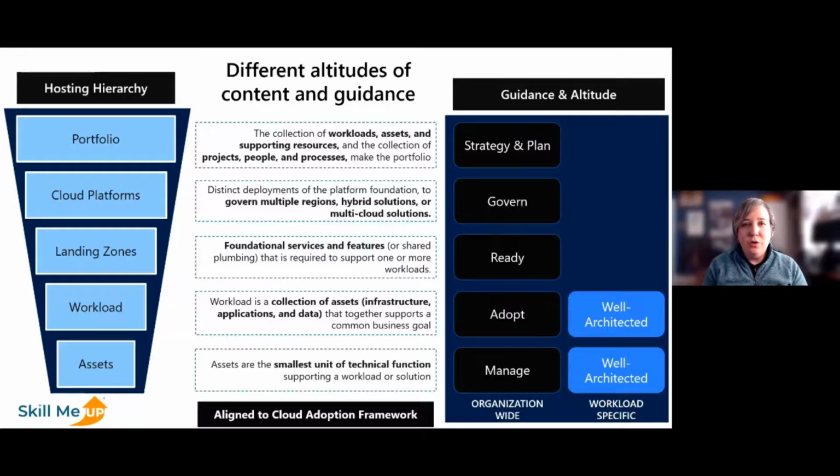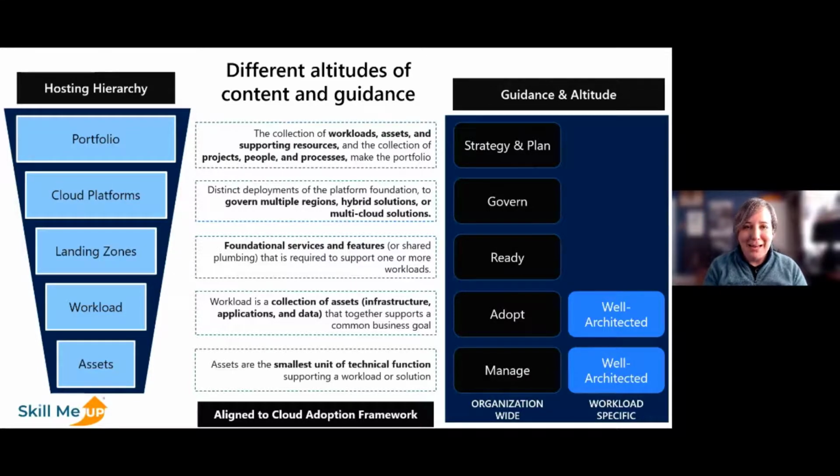So a lot of new fast ways of thinking, but the beauty is you're not starting from scratch if you lean on the landing zones that are sitting in the GitHub repo. The assets themselves, they're the smallest unit of technical function, right? These support the workload or solution as it stands, and all of this is aligned to the cloud adoption framework. When you move over here to the right, you'll see the strategy and plan, the govern, the ready, adopt, and manage.